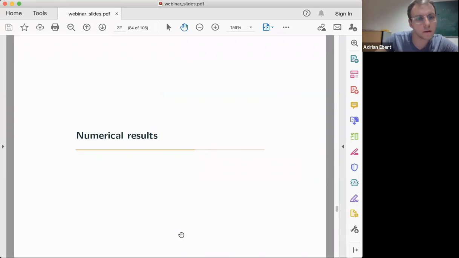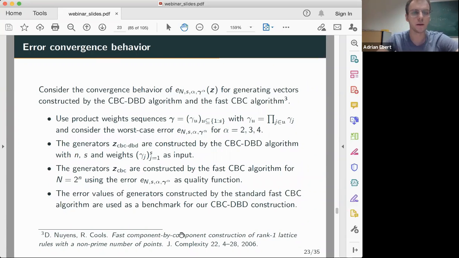Now some numerical results that I want to show. First, regarding the error convergence behavior. The experiments that I did are as follows. I considered generating vectors and the corresponding worst case error for lattice rules or generating vectors constructed by our algorithm and, as a benchmark, by the fast CBC algorithm. And then I did it for a fixed dimension of 100, for different weight sequences and for different smoothness parameters alpha.